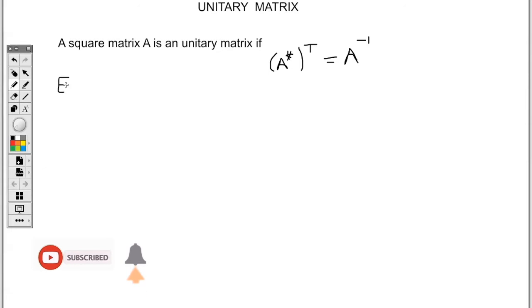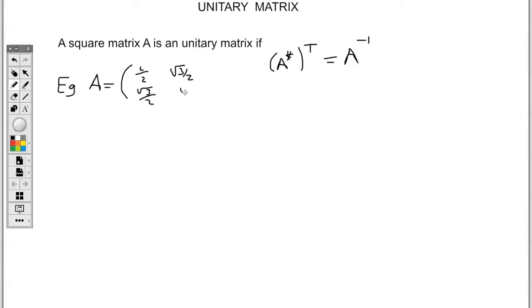So for example, I am going to test if this matrix A, which is i over 2, root 3 over 2, root 3 over 2, and i over 2, is a unitary matrix.